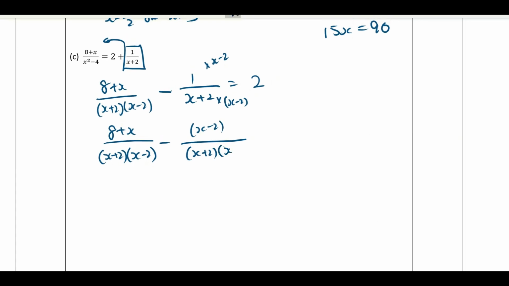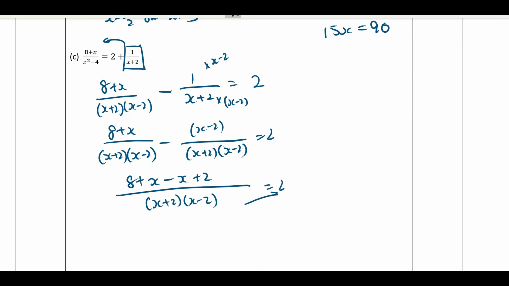Okay? x minus 2 equals 2. Combine the numerator: 8 plus x minus x plus 2 over (x plus 2)(x minus 2) equals 2. This guy multiply to him. 10 is equals to 2(x plus 2)(x minus 2), which is x squared minus 4. Okay, so x squared minus 4 equals 5.